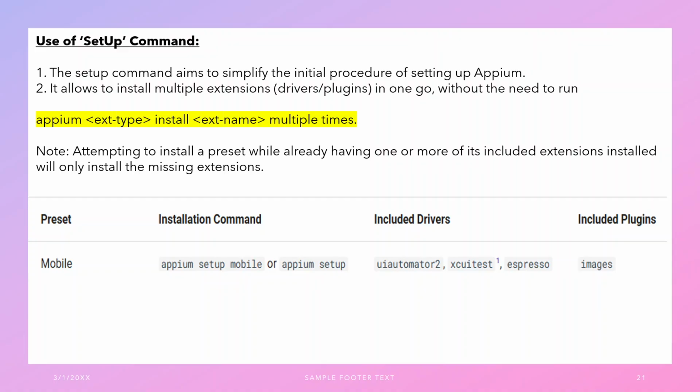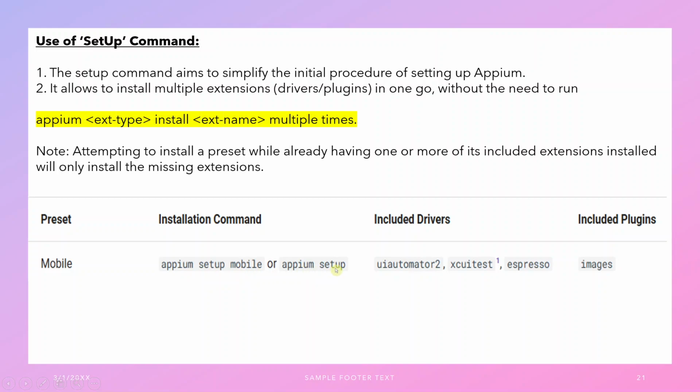Here we have to note one thing: if we are attempting to install by using the setup command and the extension is already installed, if all the extensions are already installed, then it will not install the present extensions. It will install only the missing extensions, whether it is a plugin or a driver. So we have to use the preset mobile here, and the installation command I have to use is apm space setup space mobile, or I can use apm space setup.